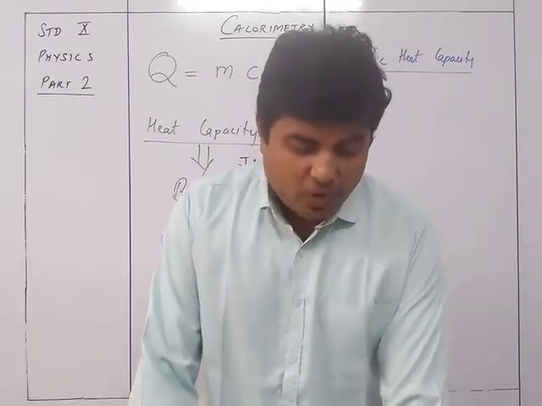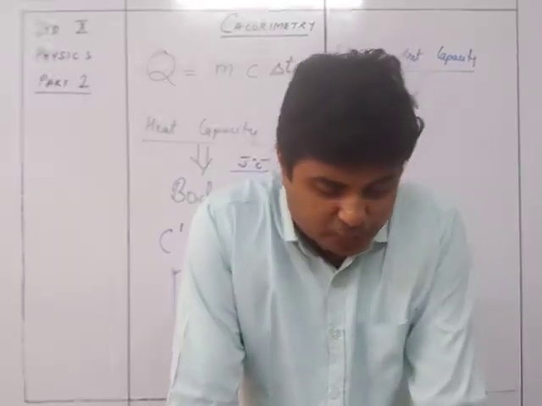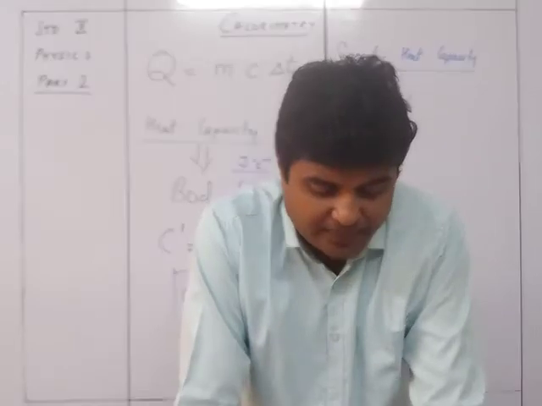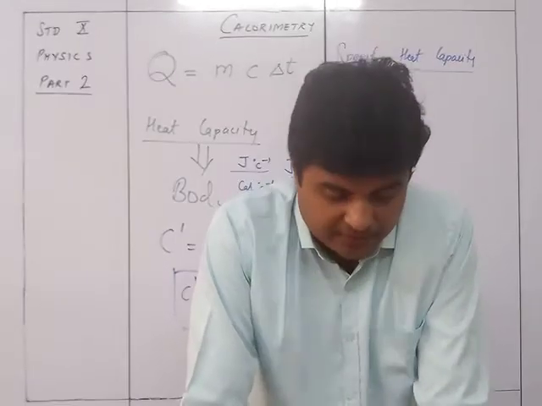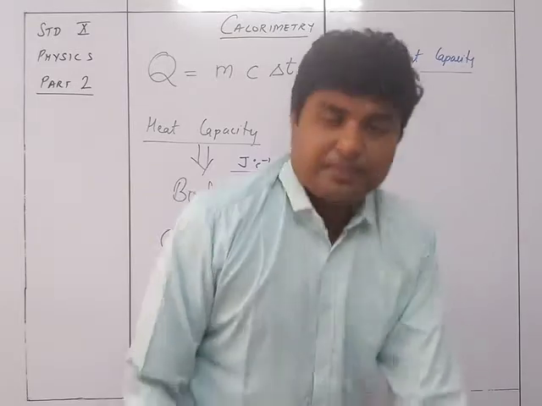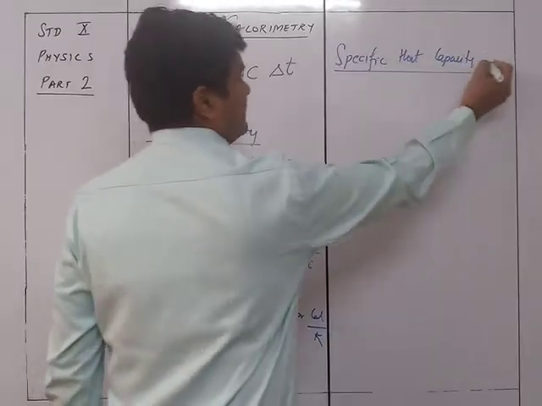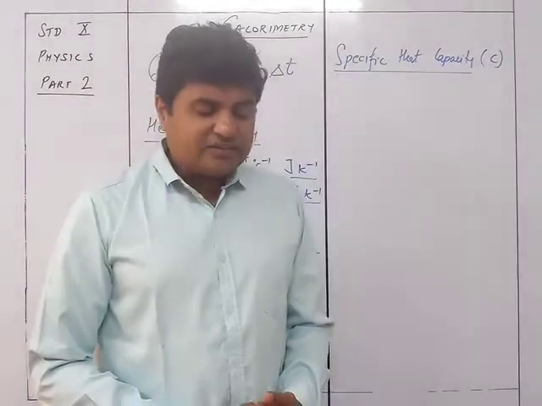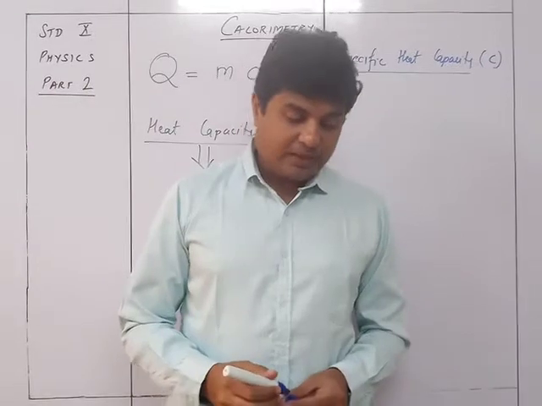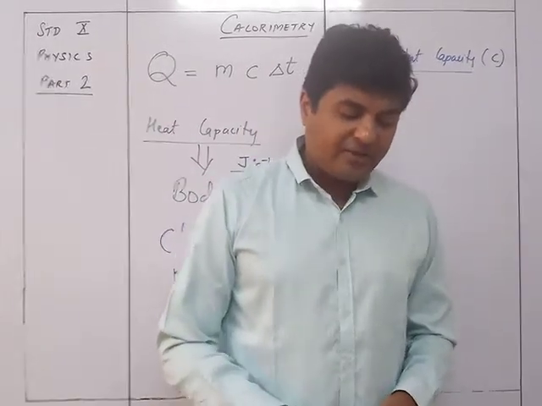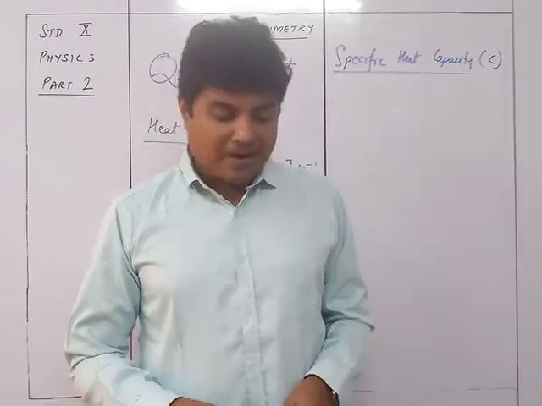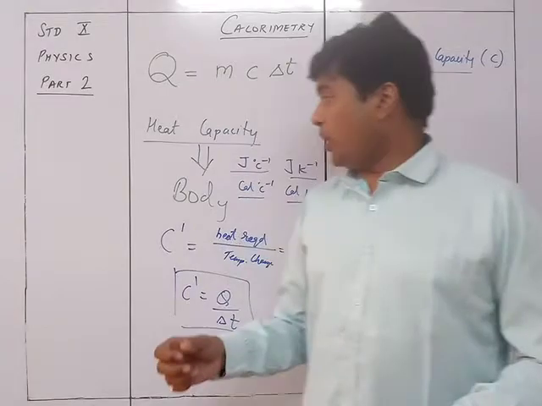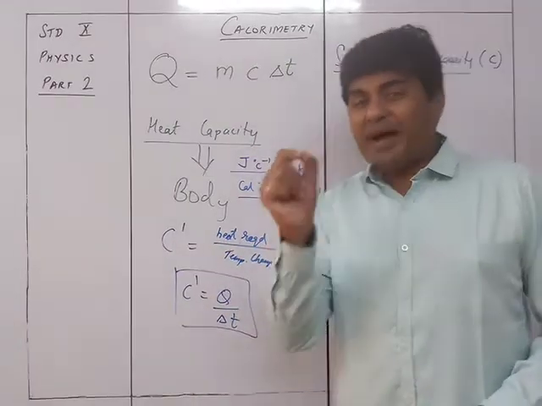So heat capacity of a body, when expressed for a unit mass of it, is called the specific heat capacity of the substance or that body. It is denoted by the symbol C. It's a characteristic of the substance that is different for different bodies. Thus, specific heat capacity of a substance is defined as the heat capacity per unit mass of a body of that substance. So we are talking not about the body but only a unit mass of the body.